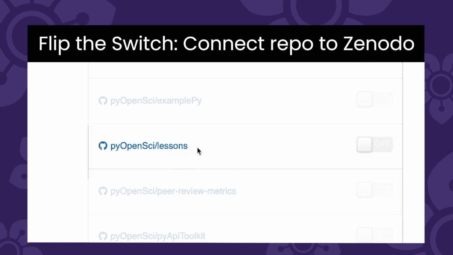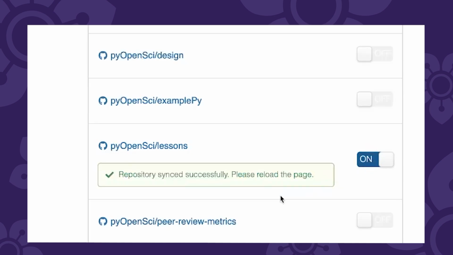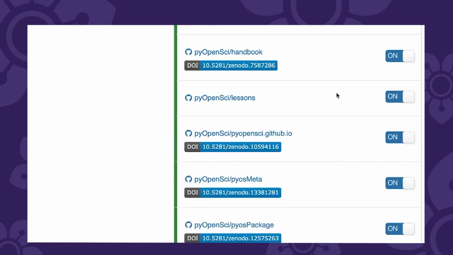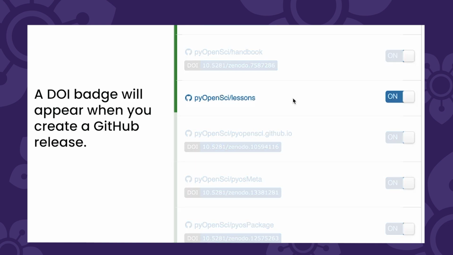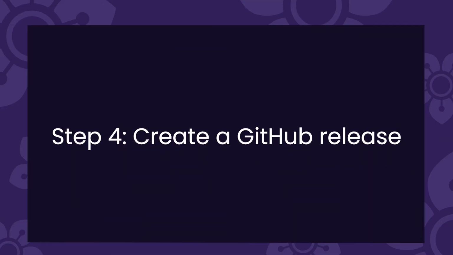Flipping the switch sets up syncing between GitHub and Zenodo. After flipping the switch, refresh the page and scroll up to the top where the actively synced repositories are listed. You should see the repo that you just connected there. But notice that the repo doesn't have a badge yet. Zenodo can't make a badge until you create your first GitHub release. So let's do that next.